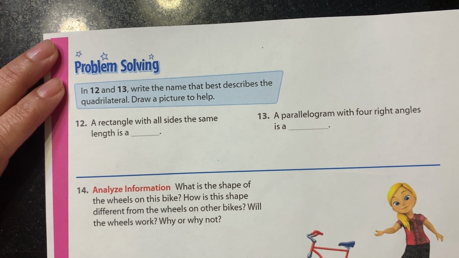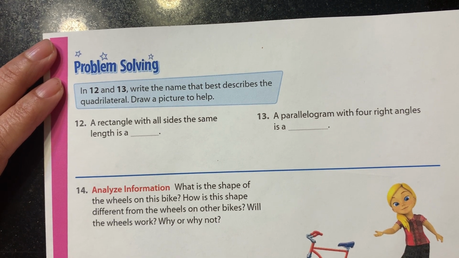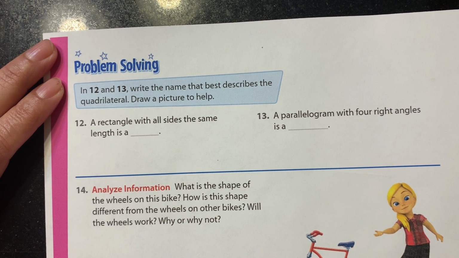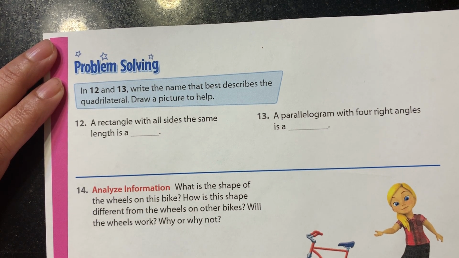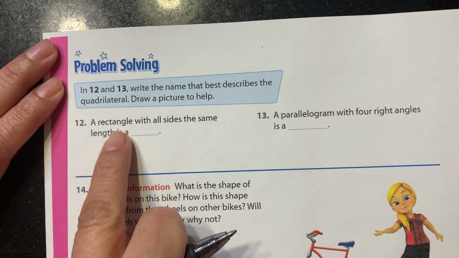Most of these questions are dealing with shapes, but there are some that you have to work on some algorithms. So let's take a look at number 12 and 13. On number 12 and 13, it says, write the name that best describes the quadrilateral. So again, just be careful when you read the attributes and think of the shape that it could be. Use the list that you made on the top and the front to figure out these.